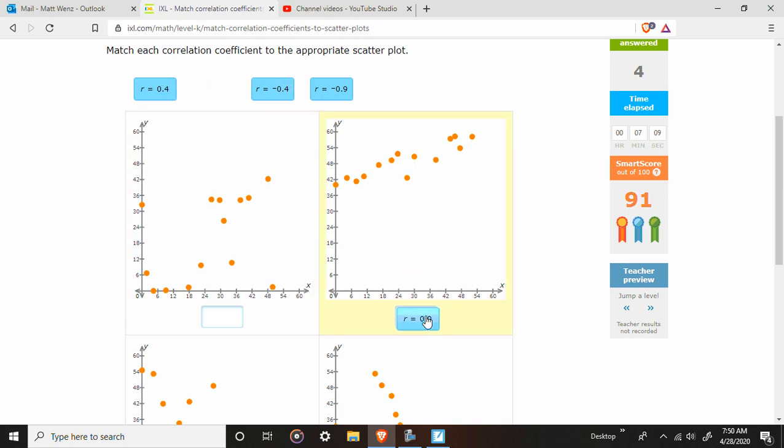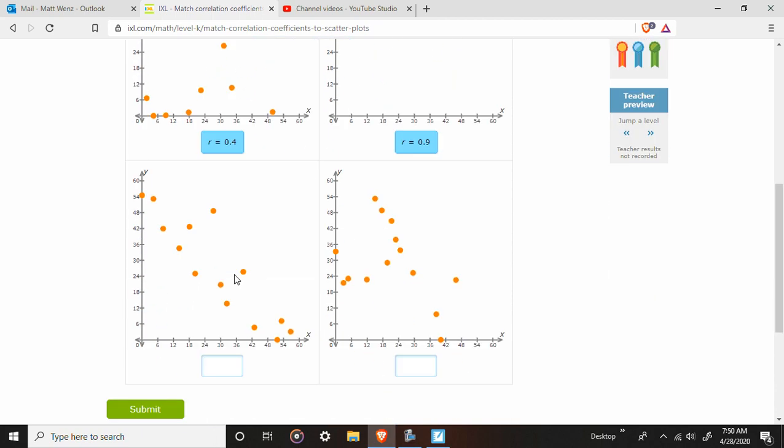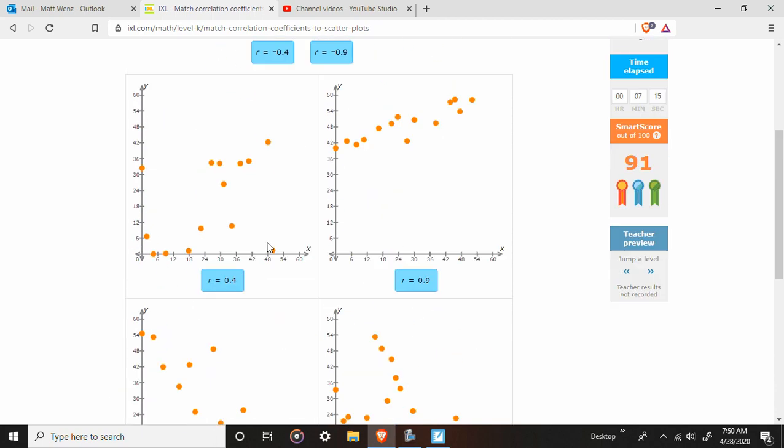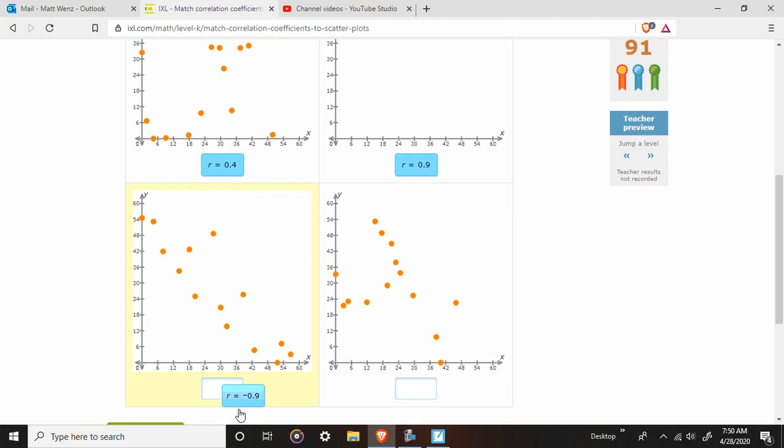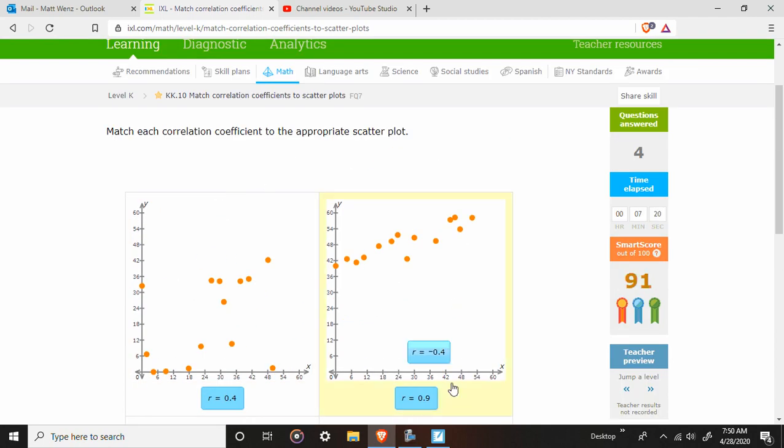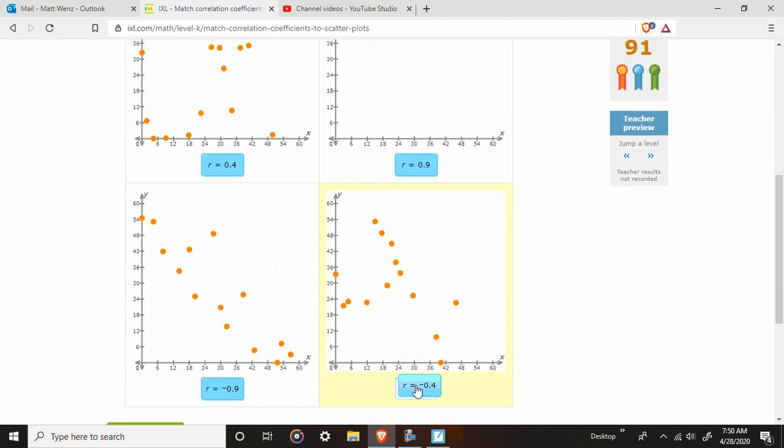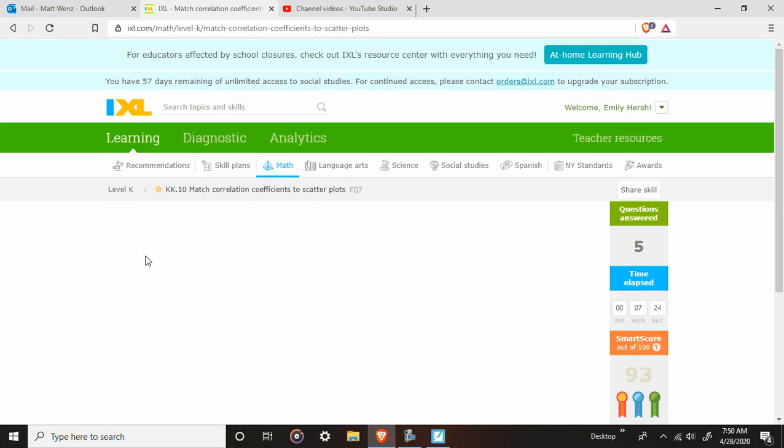This is a good correlation. This is a weak correlation. Down here, I would say that this is the stronger correlation. And this is the weaker correlation. Okay, let's go ahead and submit and see what they said.